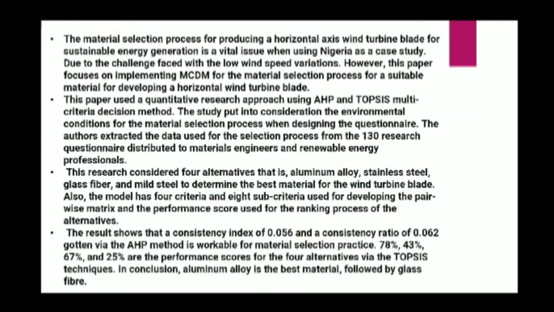Due to the challenge faced with low wind speed variations, this paper focuses on implementing MCDM for the material selection process to find a suitable material for developing a horizontal wind turbine blade. This paper used a quantitative research approach using the AHP and TOPSIS multi-criteria decision methods. The study took into consideration the environmental conditions for the material selection process when designing the questionnaire. The authors extracted the data used for the selection process from 130 research questionnaires distributed to materials engineers and renewable energy professionals.